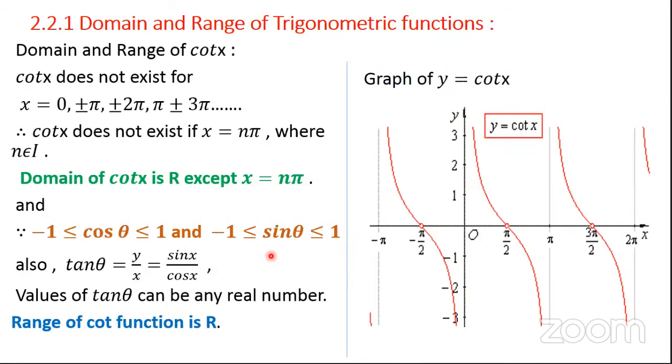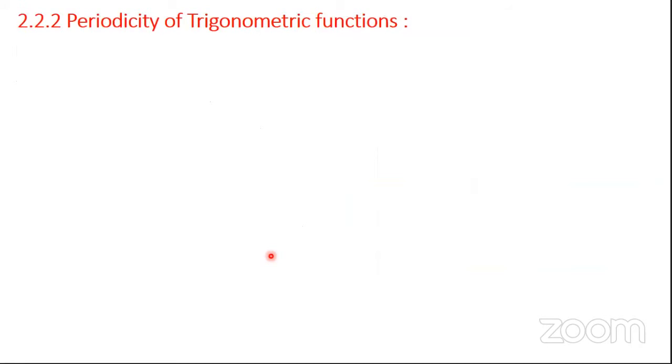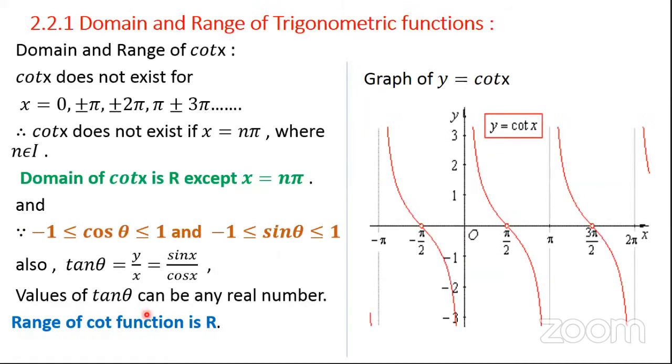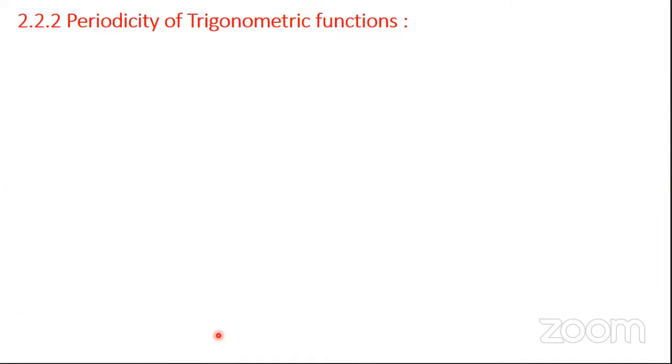Values of tan theta can be any real number. Therefore, the range of the cot function is also the set of real numbers, because cot theta means 1 upon tan theta. Therefore, the range of the cot function is also real numbers.